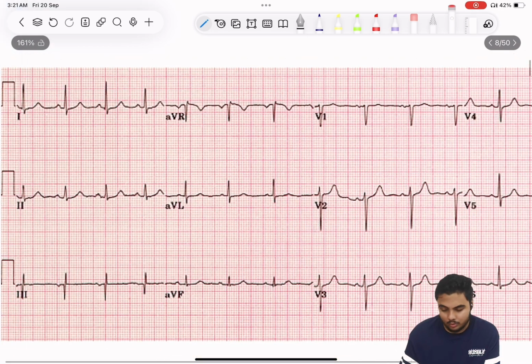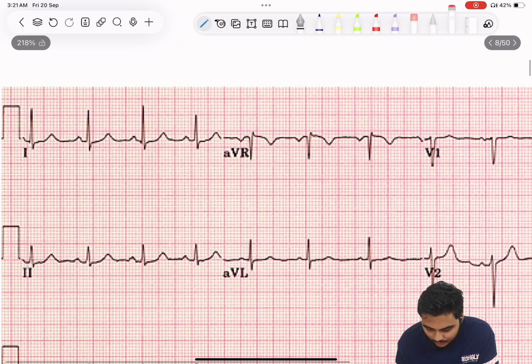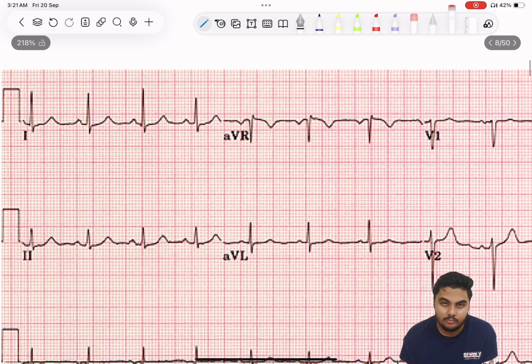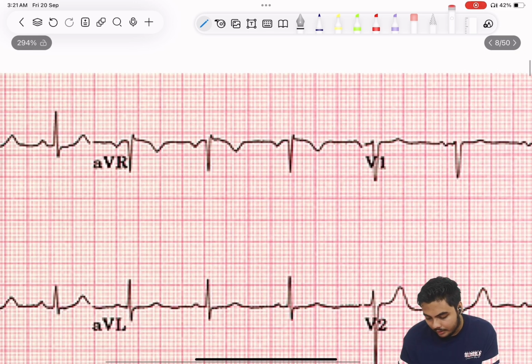Now, what I want you to see here is that whenever the wave is upwards, it is a positive deflection, and whenever the wave is downwards like this, it is a negative deflection. Now, what I want you to see here is that the deflections in lead AVR are negative.